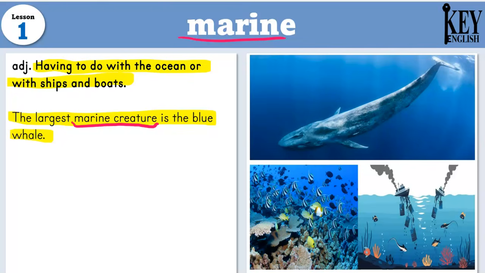We often use this word also with environment after it. So I can say this is a marine environment. It's the place where many things in the ocean are living. And another example could be boats and ships are causing pollution to marine environments.